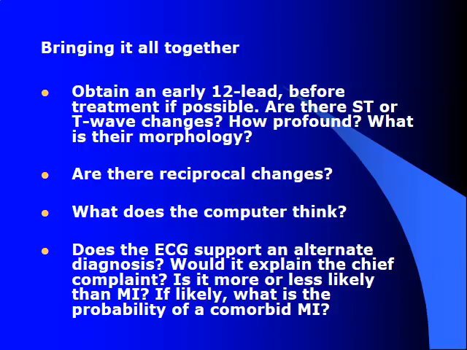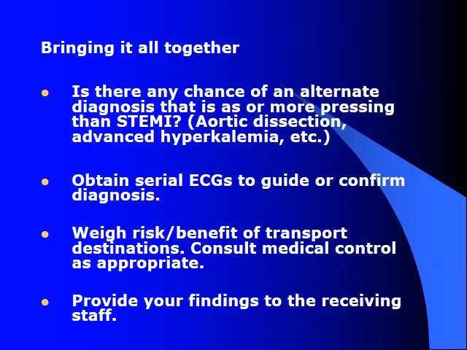Even if we have the idea that this could be caused by an MI, we need to consider the fact that having multiples of these diseases at one time is not very likely. So we need to look at that in the presence of our patient and their history. We need to consider if there's a chance that an alternate diagnosis is more pressing than a STEMI. For example, aortic dissection and advanced hyperkalemia could actually be more critical than the ST elevation MI. So we need to be cognizant of that as we look at our EKGs.